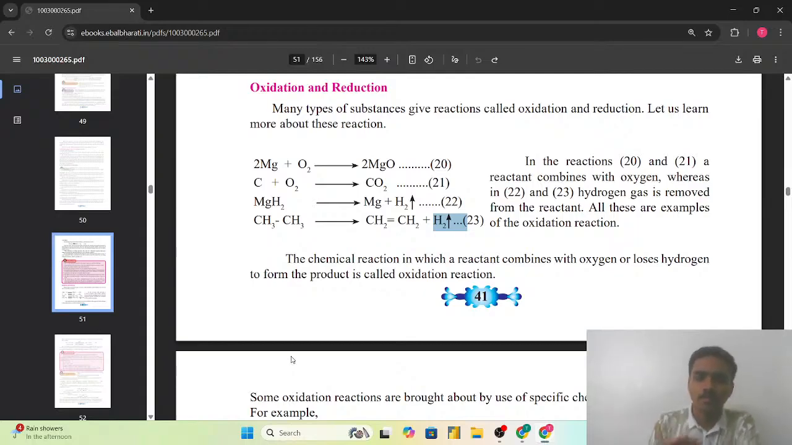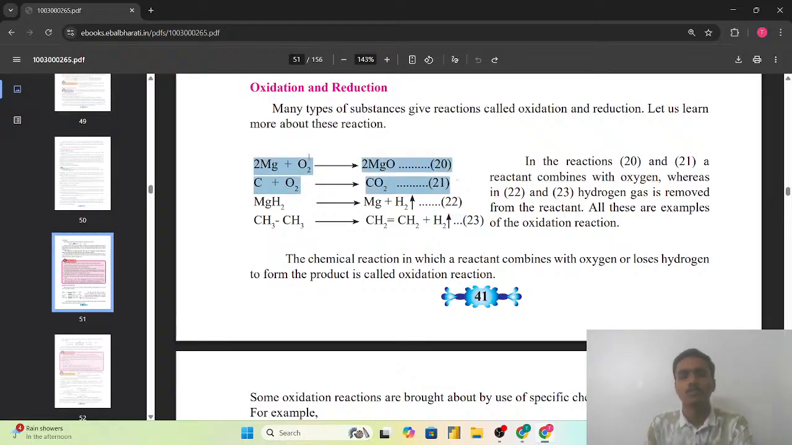तो इससे हम क्या कंक्लूजन ड्रॉ करते हैं? So in the above two reactions, that is 20 and 21, we see that the reactant combines with the oxygen and leads to the formation of some compound. Here also the oxygen is reacting and leads to the formation of a compound. But in these two reactions, hydrogen gas evolves. So what is the main basic conclusion which is getting drawn from this?